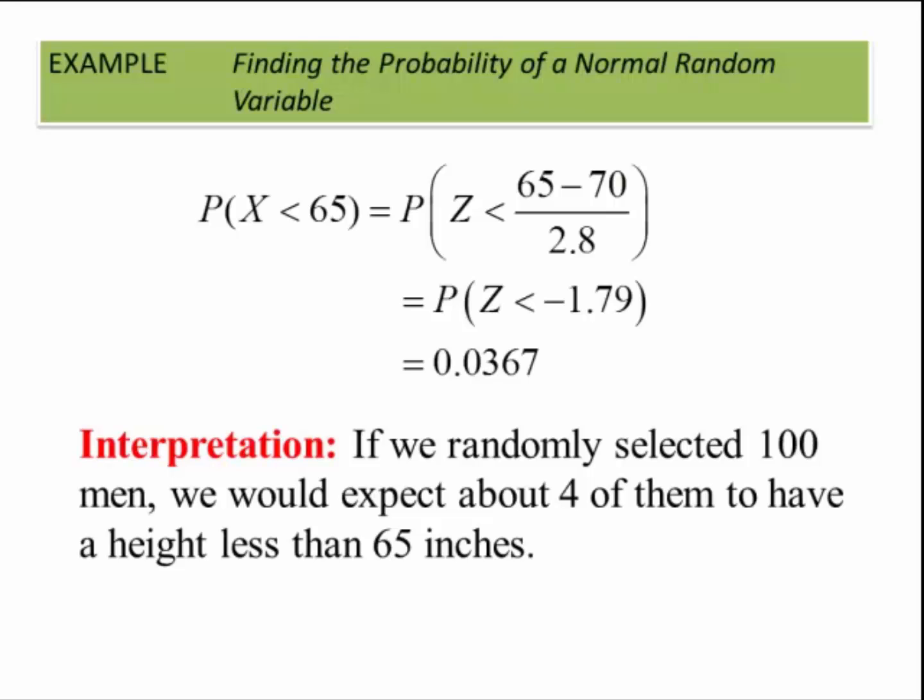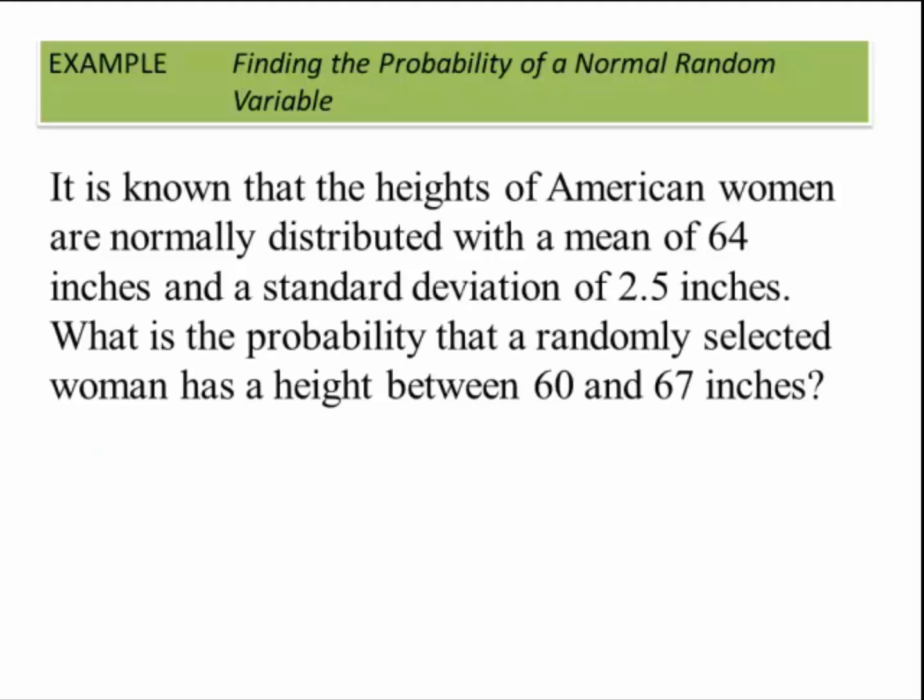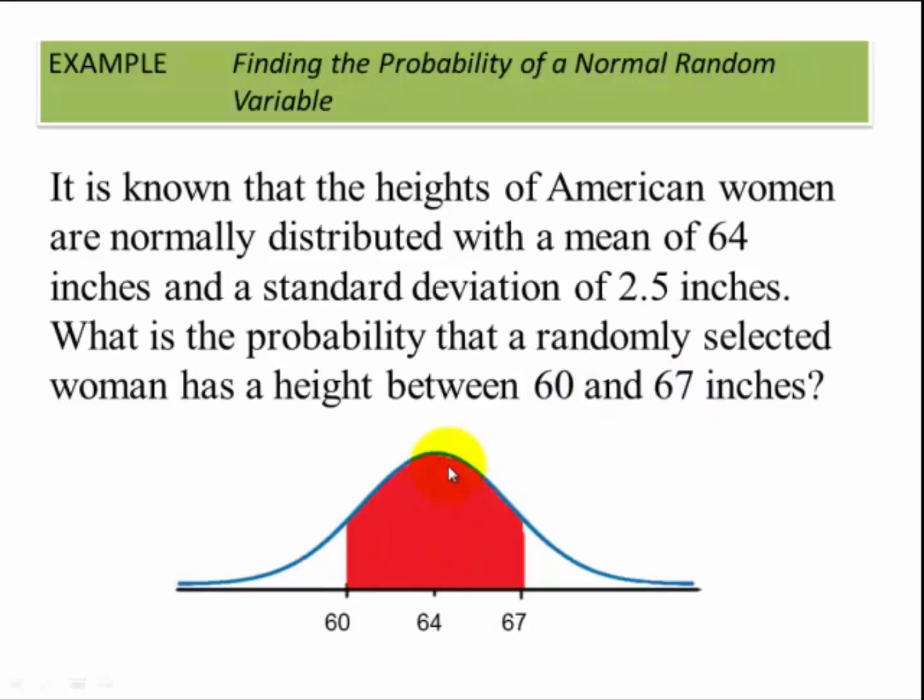Let's look at another example. What is the probability that a randomly selected woman has a height between 60 and 67 inches? Our first step is to draw a picture, and in this case we have 2 random variables, 60 and 67. Our mean is 64, so we want to find this area between 60 and 67. So our next step is we have to convert 60 and 67 into z-scores.